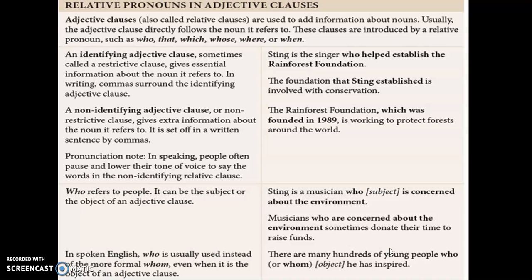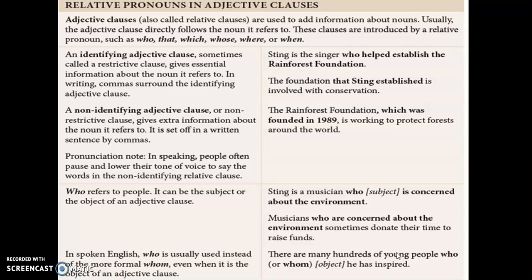Sting is the singer who helped establish the Rainforest Foundation. The other example says the foundation that's been established is involved with conservation. Now, on the other hand, we have a non-identifying adjective clause. The other name that it has is non-restrictive clause. It gives extra information about the noun it refers to. It is set off in a written sentence by commas.